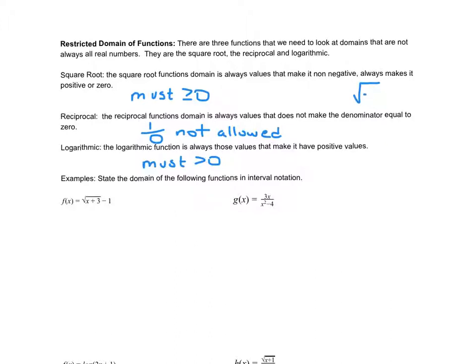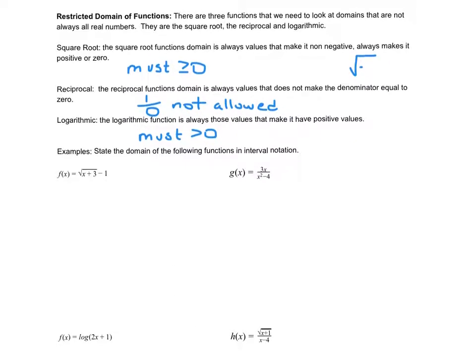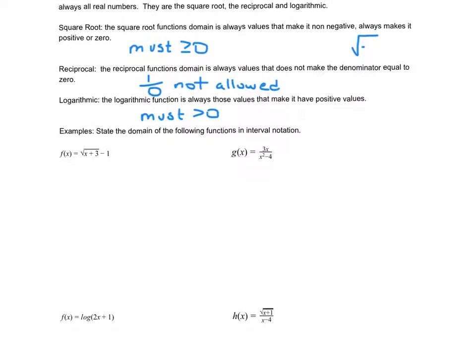So if we look at three functions, now one way to do this would be to graph them and see what they look like. But we want to use this definition to see if we can't find what the domain of these functions are. So the first one is the square root of x plus 3 minus 1.